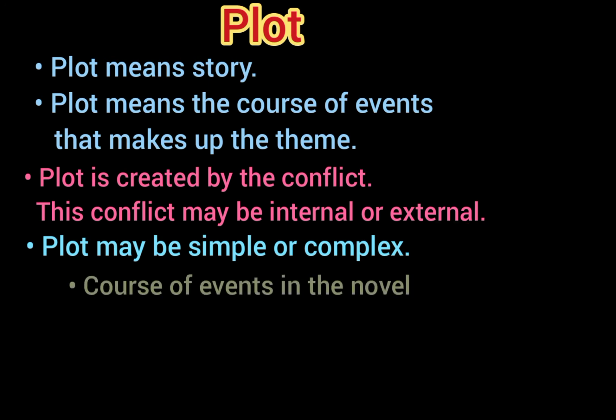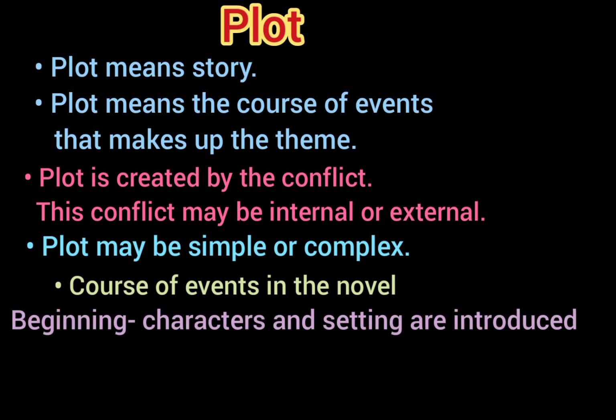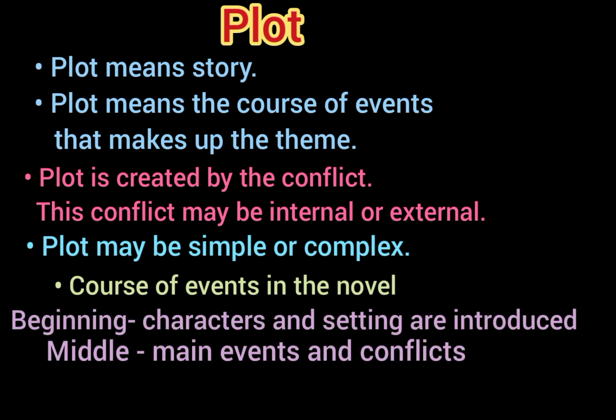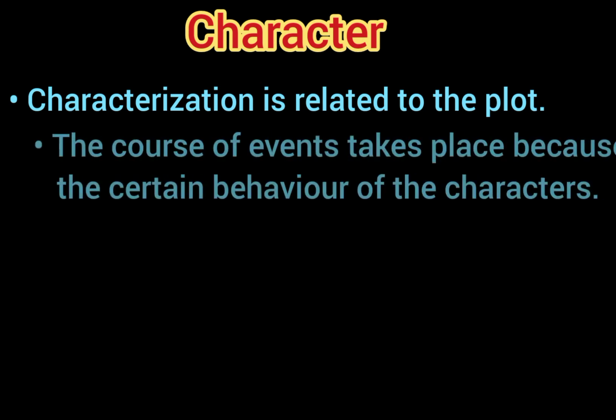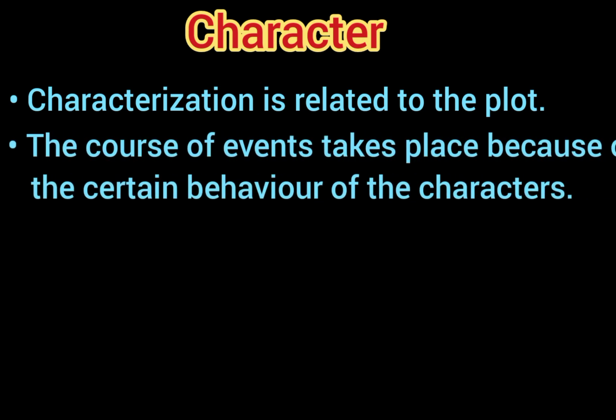How is the course of events in a novel? In the beginning, characters and setting are introduced. In the middle part, main events and conflicts are there. And in the ending, there is climax. Then another element is character. Characterization is related to the plot. The course of events takes place because of the certain behavior of the characters.